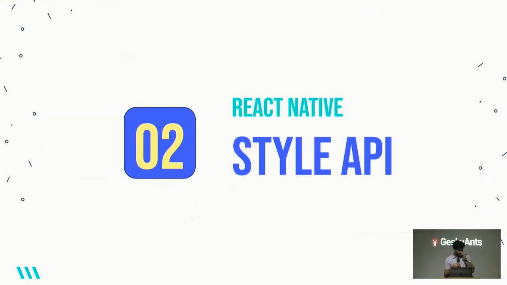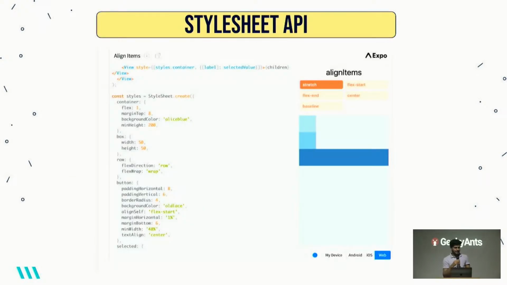Moving on, let's talk about the React Native style API. Whenever you see your style sheet, it looks something similar to this. You write your code in CSS and JS, which contains a particular object which belongs to certain views or text or any other components. So here we have a container where we have flex 1, margin top 8, background blue, right?